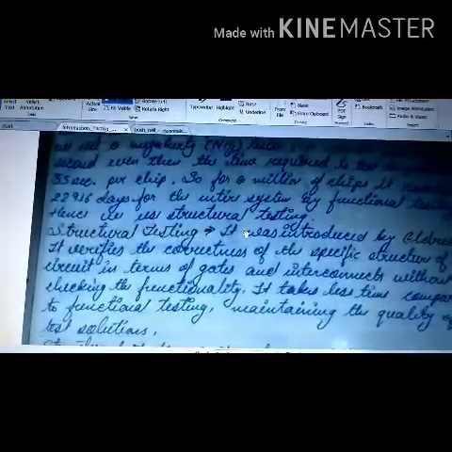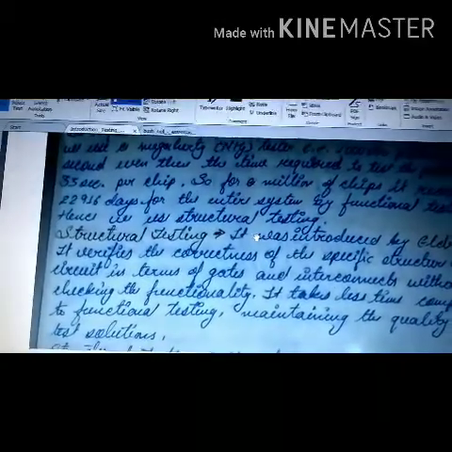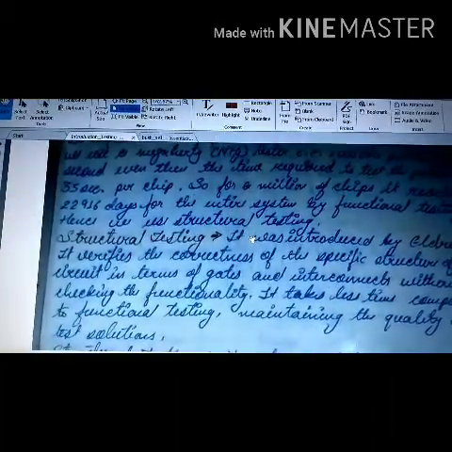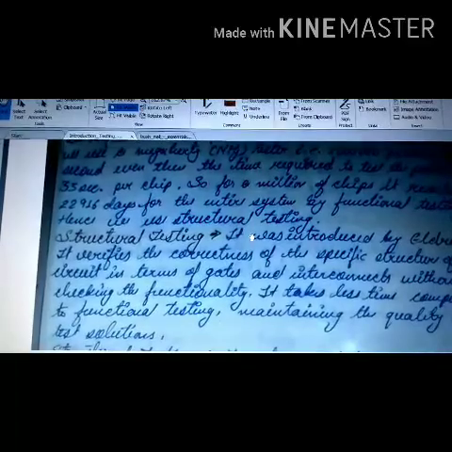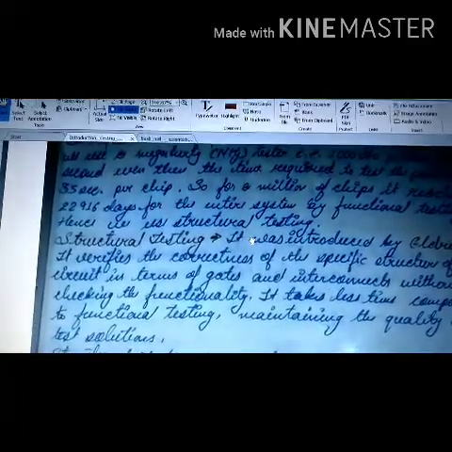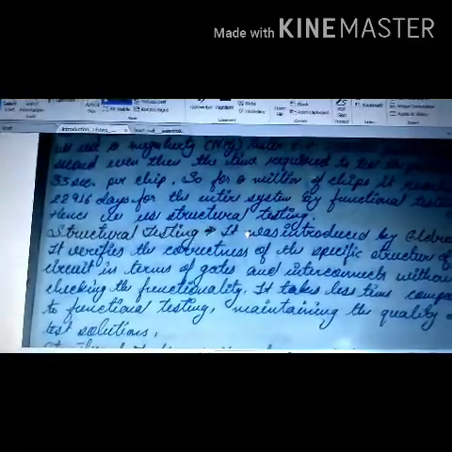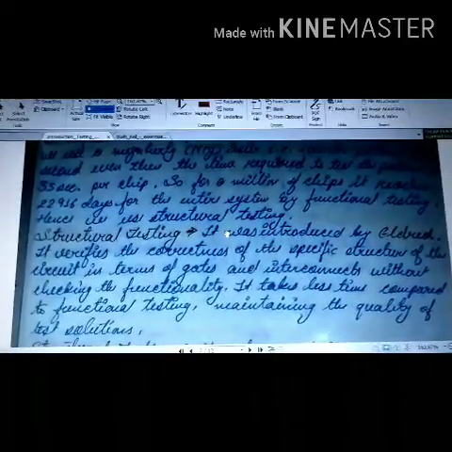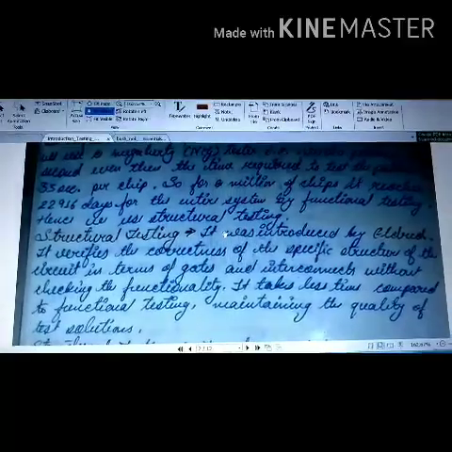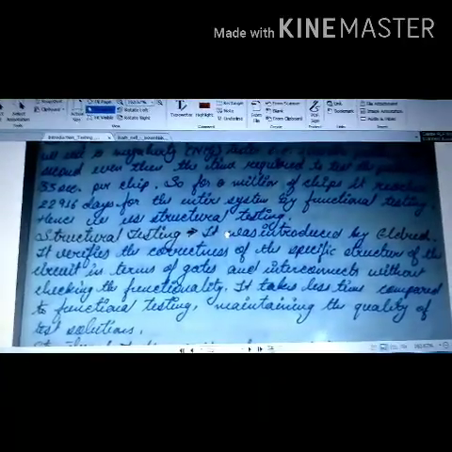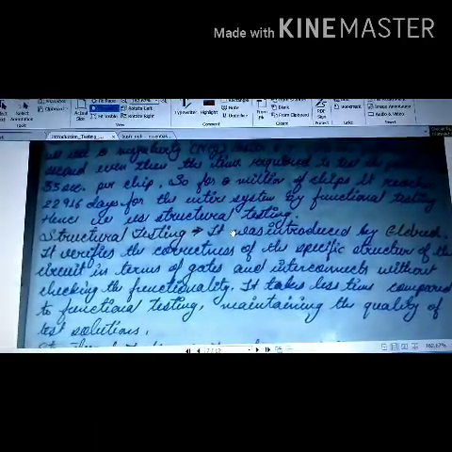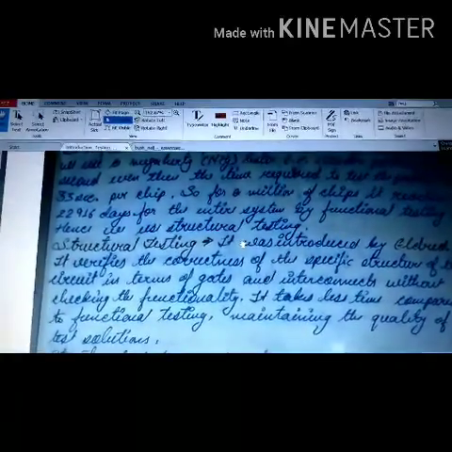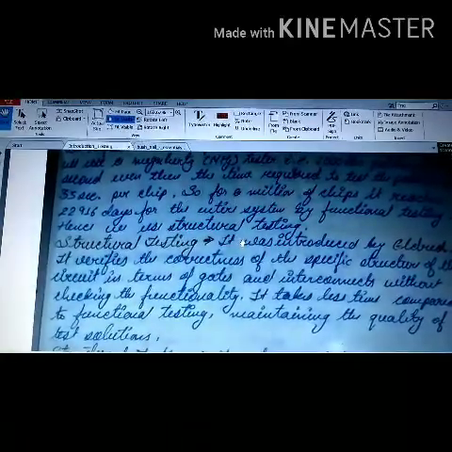Structural testing was introduced by Eldred. Okay, it verifies the characteristics of a specific structure of the circuit in terms of gates and interconnects without checking the functionality. So it does not check the complete functionality, but it does check the structure of particular gates and interconnects, and it takes much less time as compared to functional testing and maintains the same quality for the test solution. That's why it is much more preferred.